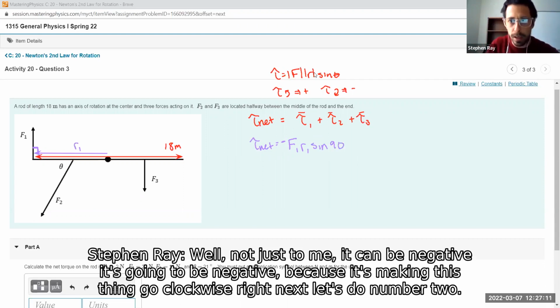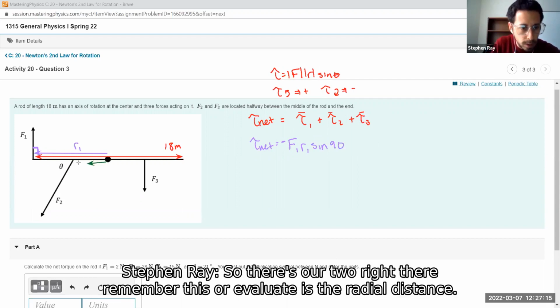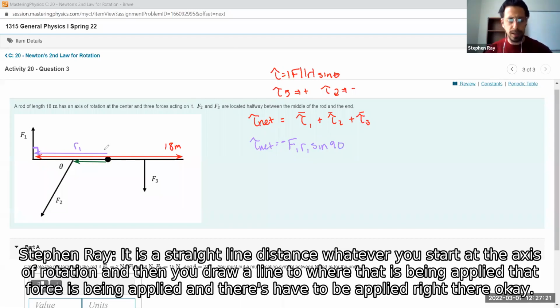All right, next, let's do number 2. So there's R2 right there. Remember, this R value is the radial distance. It is the straight line distance. Whatever, you start at the axis of rotation and then you draw a line to where that force is being applied. And there's F2 being applied right there.